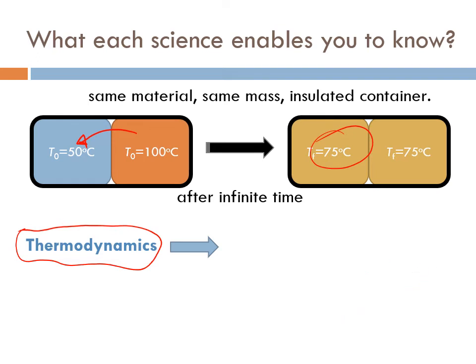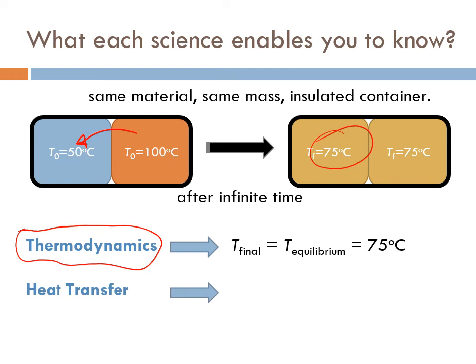So when we talk about equilibrium, that means I can use thermodynamic science to calculate the final, or equilibrium, temperature, that is 75 degrees C. But the question is, how long should I wait until this happens? Well, how long you should wait depends on the heat transfer rate, right? How fast the heat can transfer from the higher temperature block to the lower temperature block.